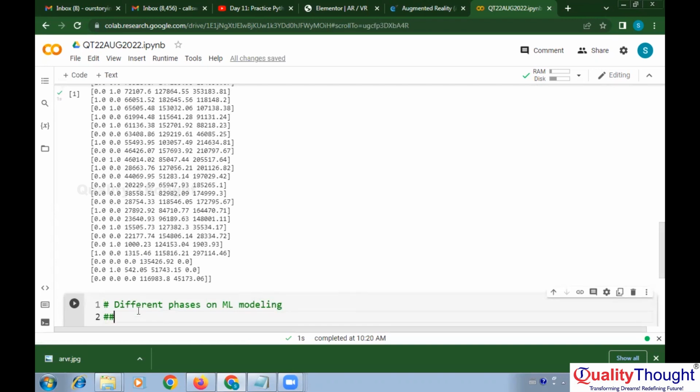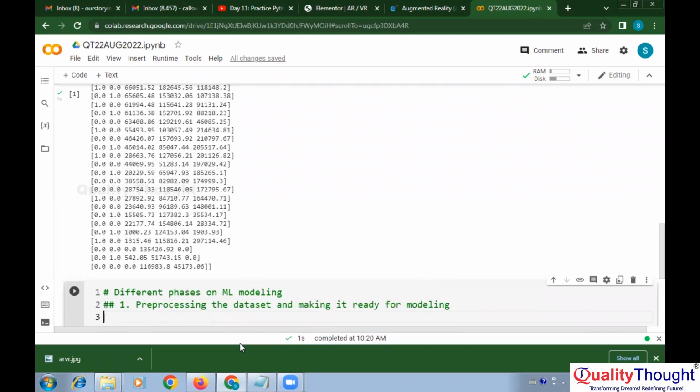Step 1, pre-processing the data set and making it ready for modeling. Okay, so this involves missing values, categorical values, column values. Sometimes we might have an unbalanced data set, balanced and unbalanced data set. How do you manage balanced and unbalanced data sets? All those things we'll talk about one by one, slowly.